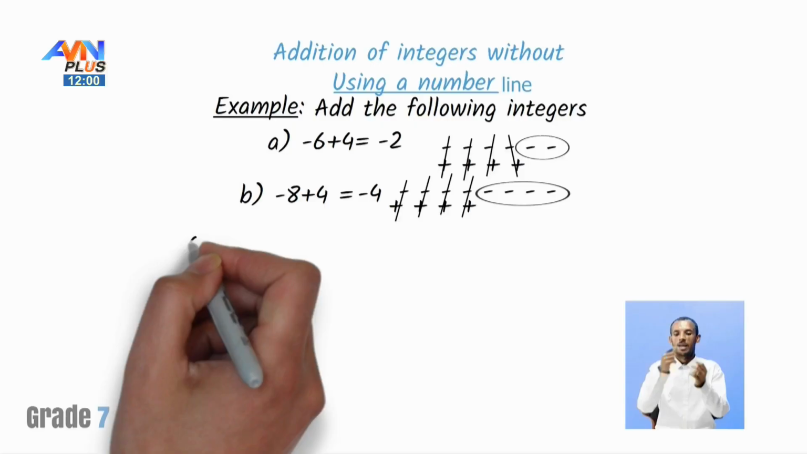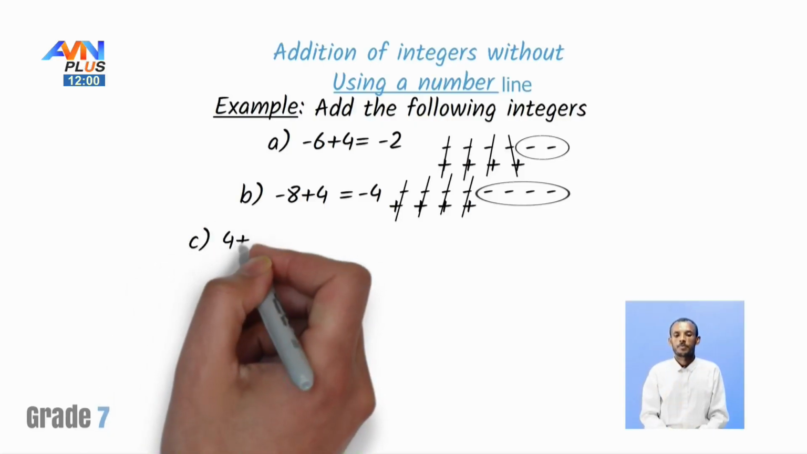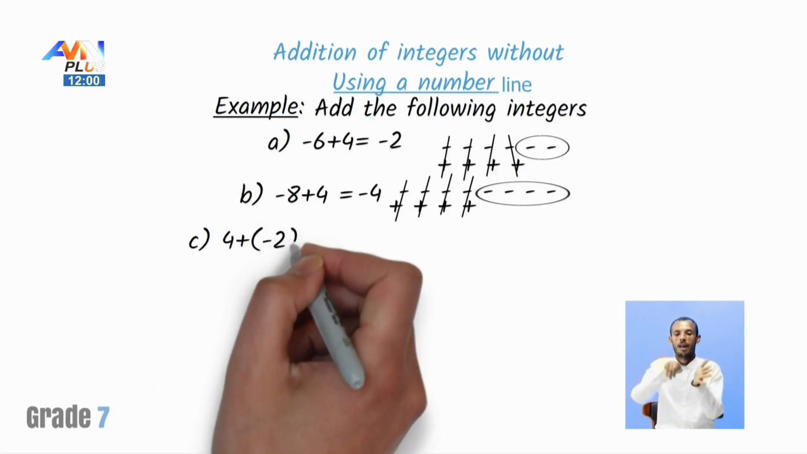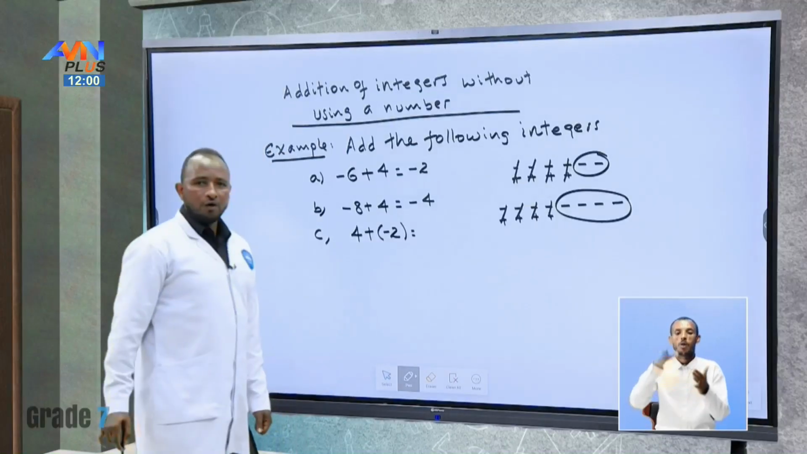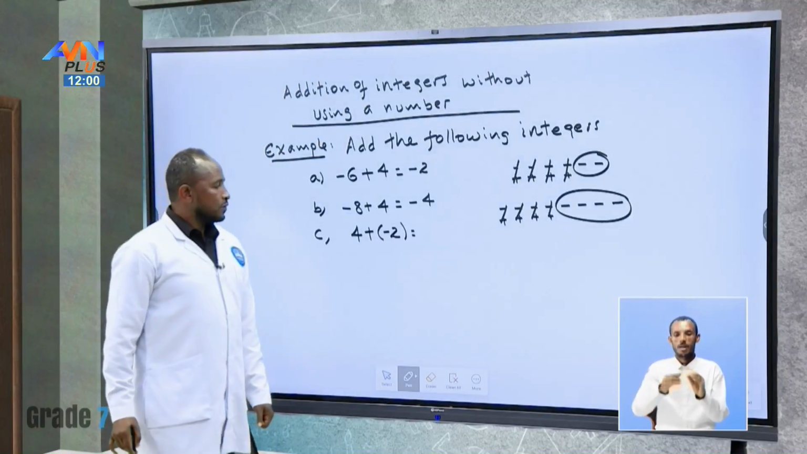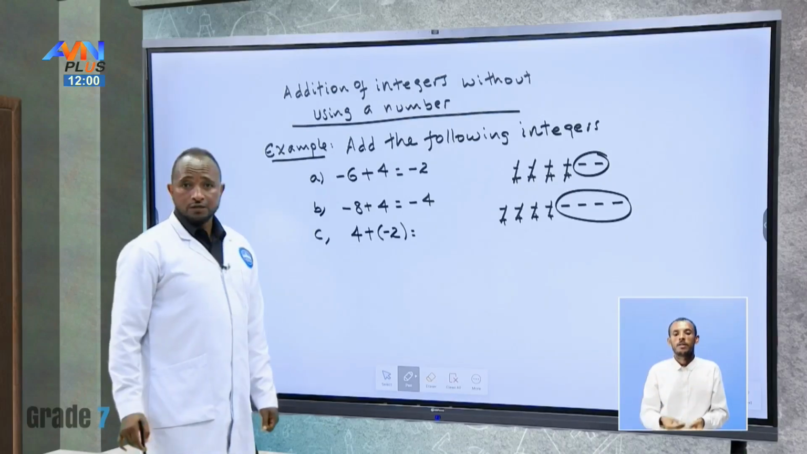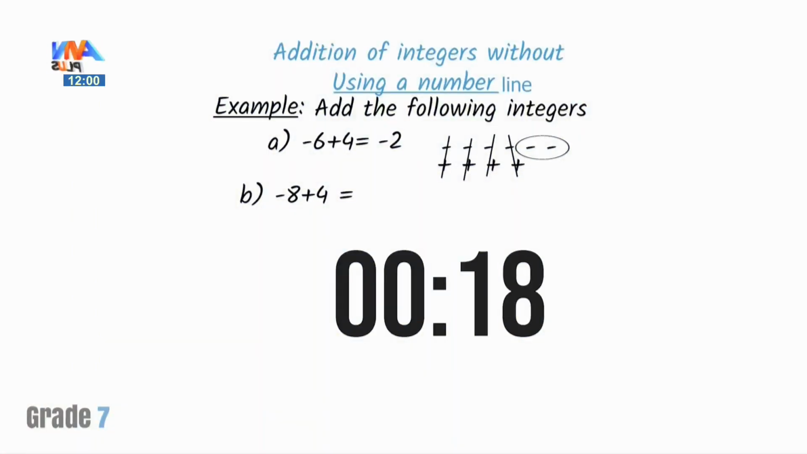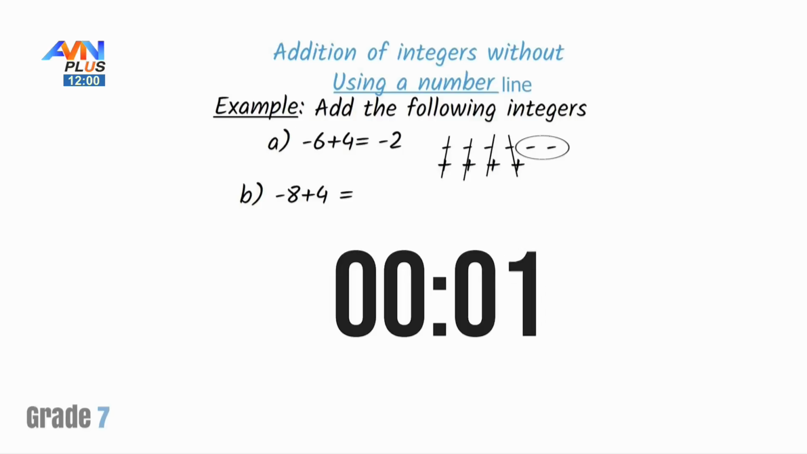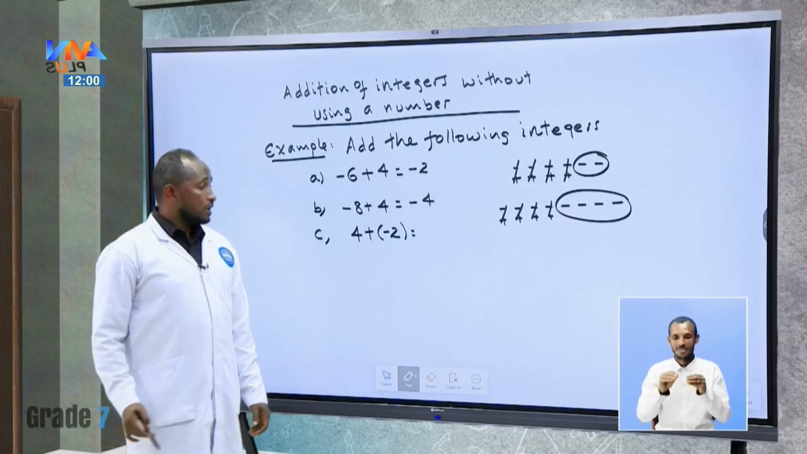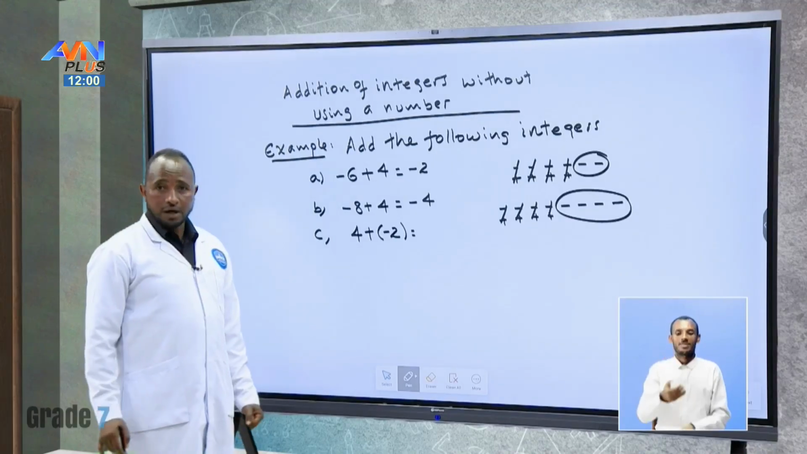Try this one. 4 plus negative 2. What will be the sum of these two numbers? I'll give you 20 seconds for this question. Students, have you tried the question? Nice. Let's see the answer together.